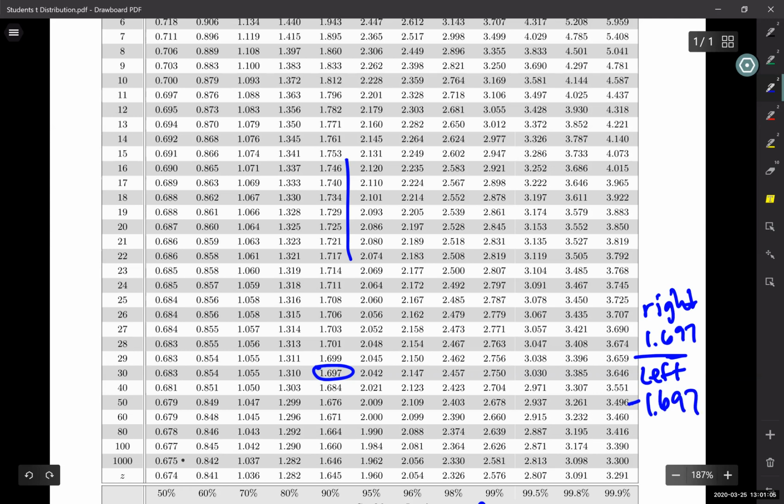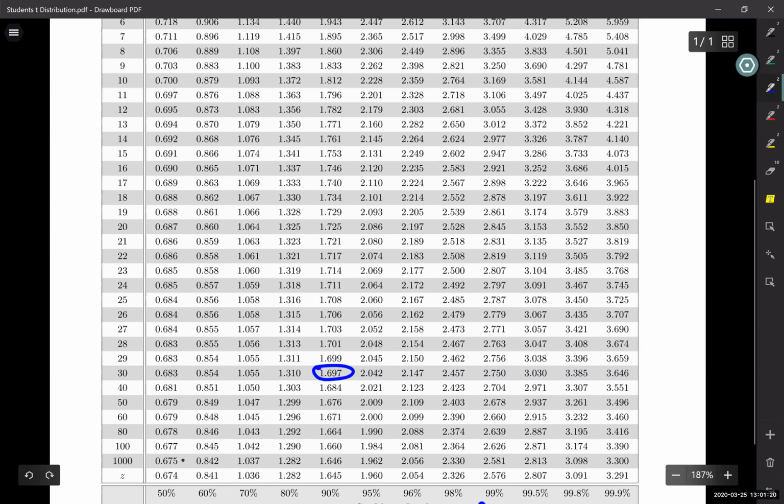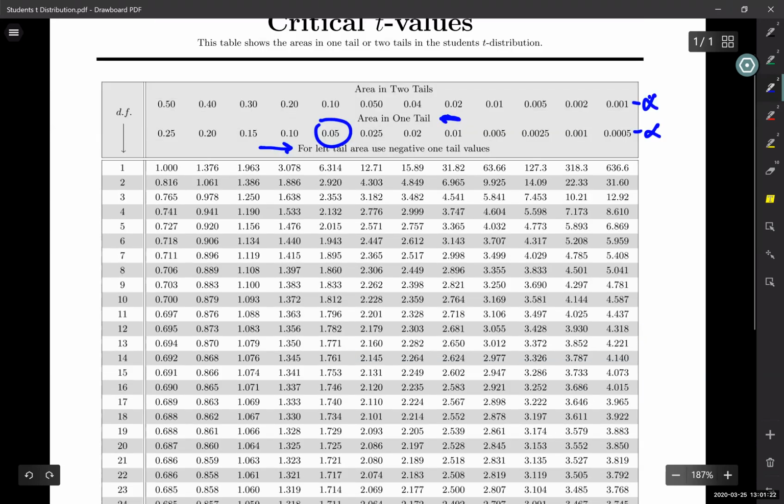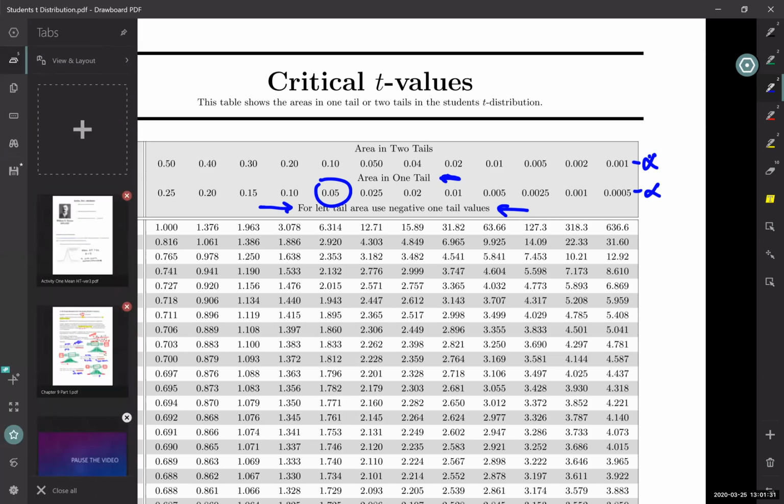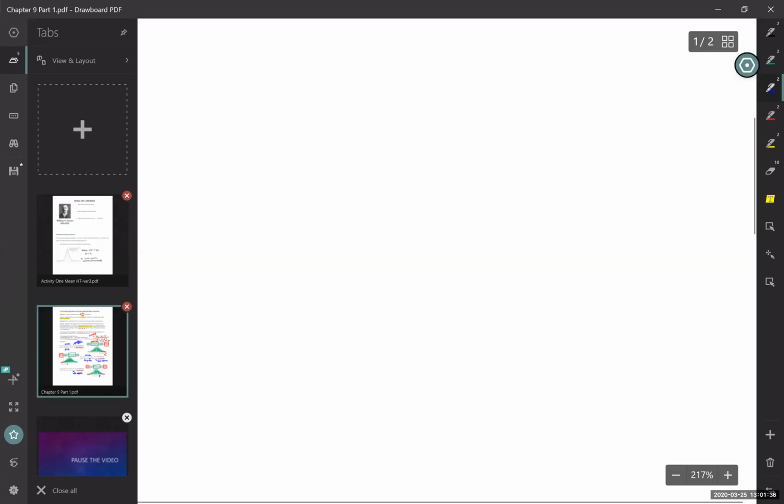So I still use the chart. I still scroll down to the right number of degrees of freedom. However, I just put a negative anytime it's left. And there's a few ways to help remember that. Obviously, the giant sentence at the top is a great way to help you remember that. But when we look at the picture that we're about to draw, then we will have another way. I'll show you.